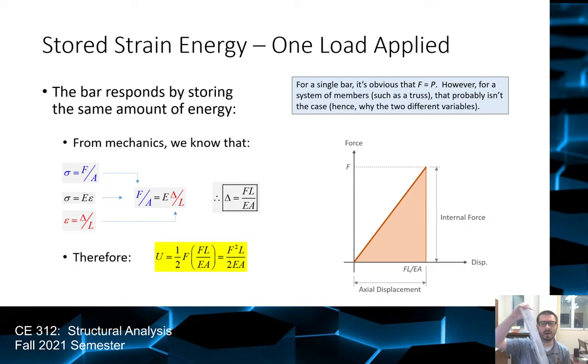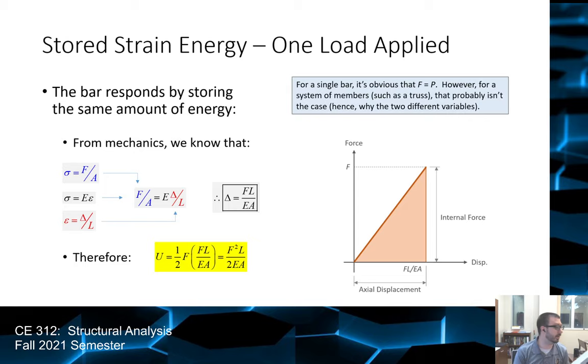If I have a bar and I push on it with some load P, or if I yank on it with some load P, let's say the axial load that you apply to it is P, the internal load that it's storing is P. There's just one bar, that's simple.